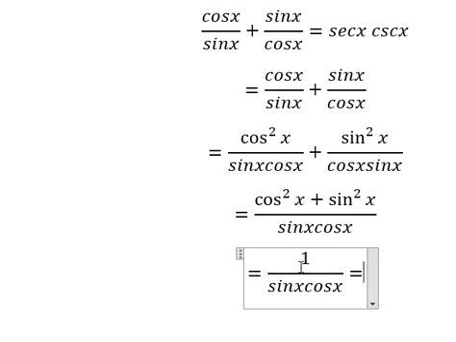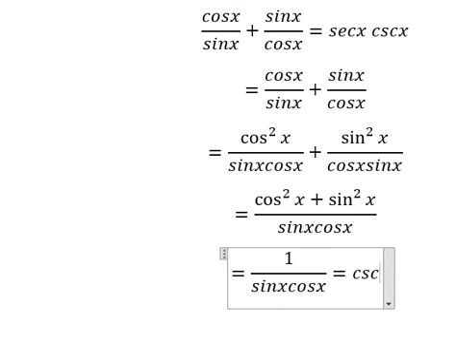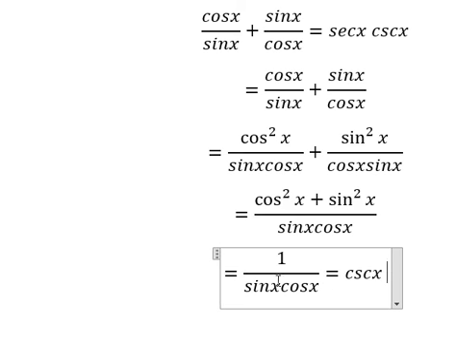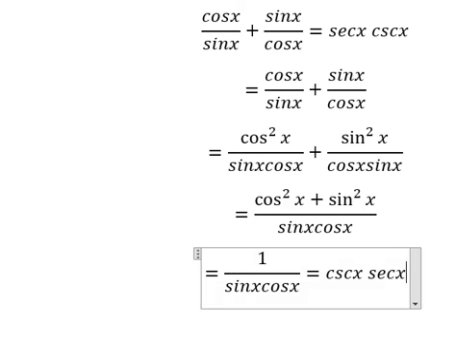We know 1 over sin x, that is cosecant of x. 1 over cosine x, that is secant of x. And this is the final answer. That is the end.